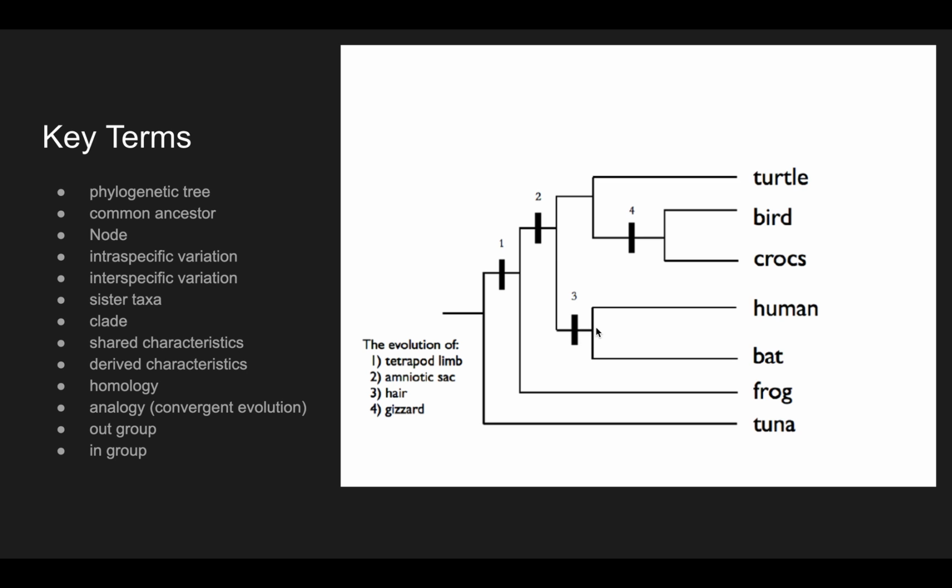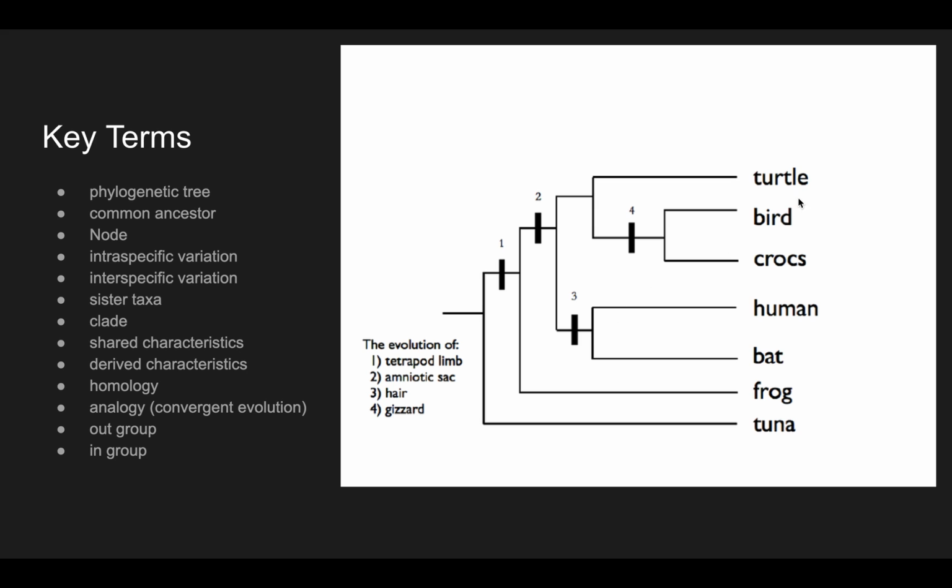This specific node represents an organism of long time ago that is an ancestor, an original form of a human and a bat. So that organism evolved over time to produce a human or a bat. Sorry, I forgot my words. So this organism right here has shared characteristics from the human and the bat.